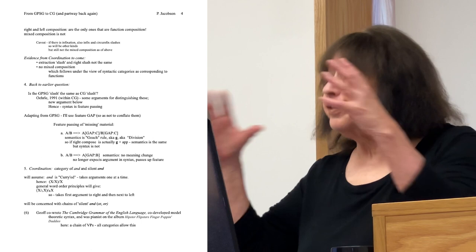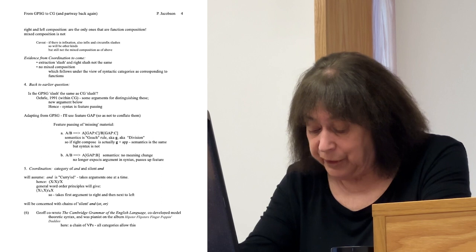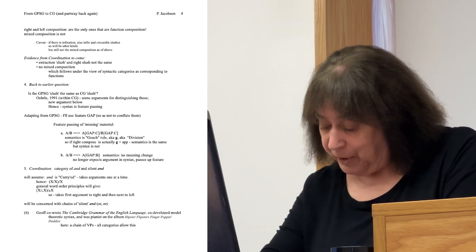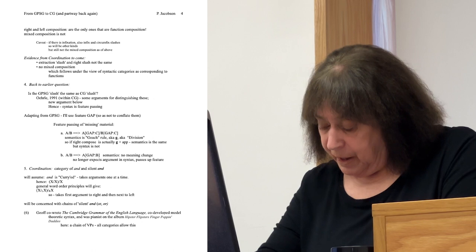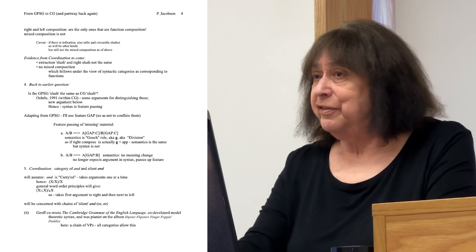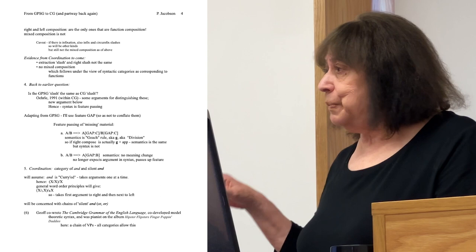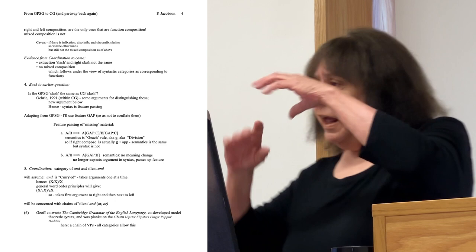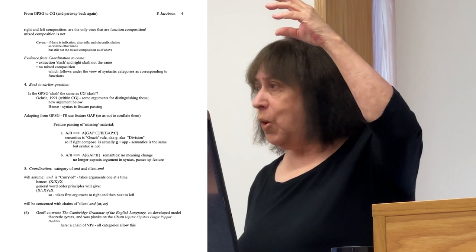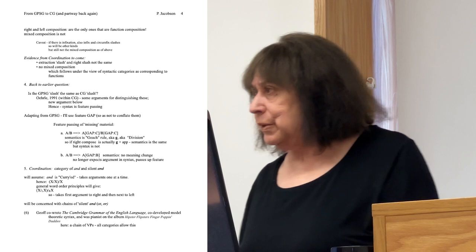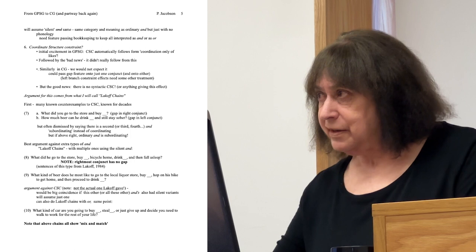I'm also going to be concerned with this so-called silent "and" that we see in 6. Jeff co-wrote the Cambridge Grammar of the English Language, co-developed model theoretic syntax, and was pianist on the album Hipster Flipsters Finger Poppin' Daddies. What we have here is a chain of VPs. Only the last one has the overt "and," but if we simply say that the silent "and" is the same except with silence, you have to make sure that if you have a chain of these things, it knows it's "and" down there, because you get the same chains with "or," and you want the semantics to come out right. That can be done with appropriate feature passing. I won't give you that detail, but that's just bookkeeping. I'm talking fast, but as I said, this is haiku.